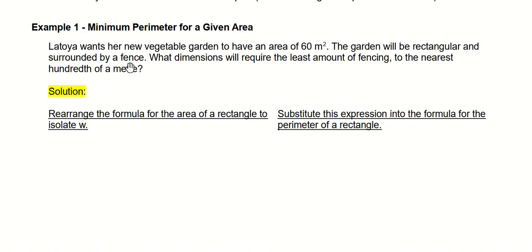Let's get into some examples to understand what's going on. Latoya wants her new vegetable garden to have a top area of 60 meters squared. So the area is already given to us. We know what the area is going to be. The garden will be rectangular and surrounded by a fence. What dimensions will require the least amount of fencing, to the nearest metre?